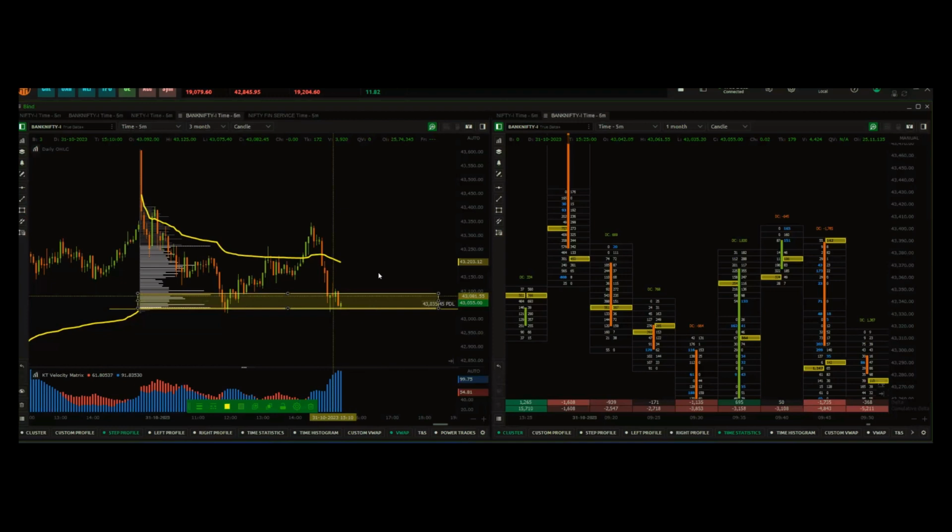Any questions about this? These are futures levels. The references that I'm using are futures, not spot.